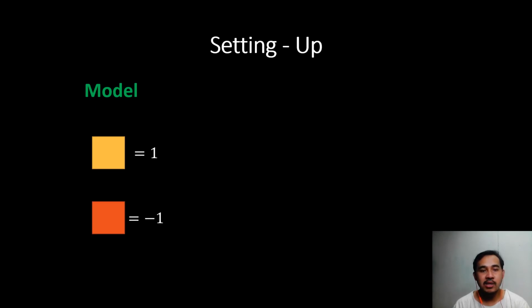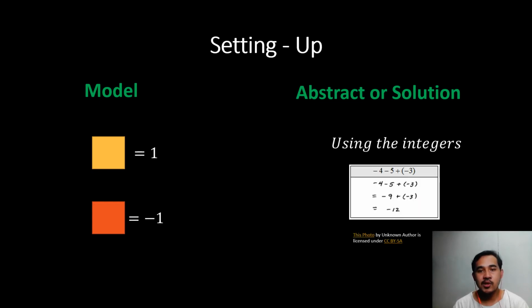In this presentation, we have our setting up. I'll present two ways on how to work on subtraction. The first one is by model. We use tiles, where yellow means 1 and orange means -1. Then abstraction or solution is using the integers, or the usual way of solving it.